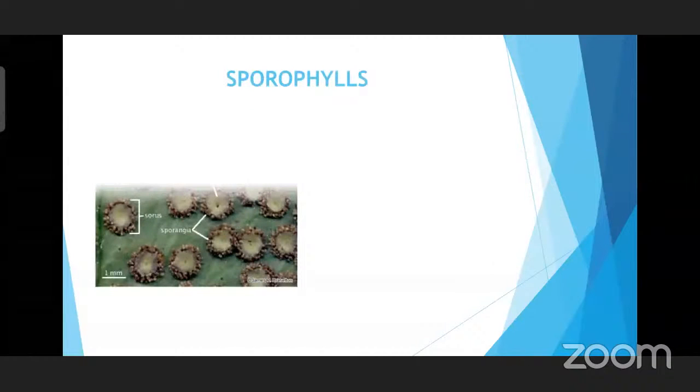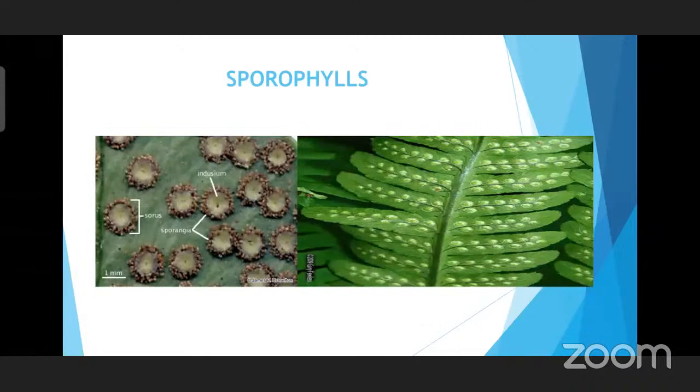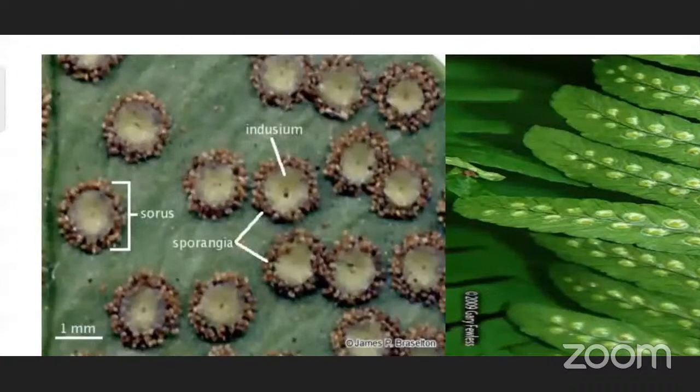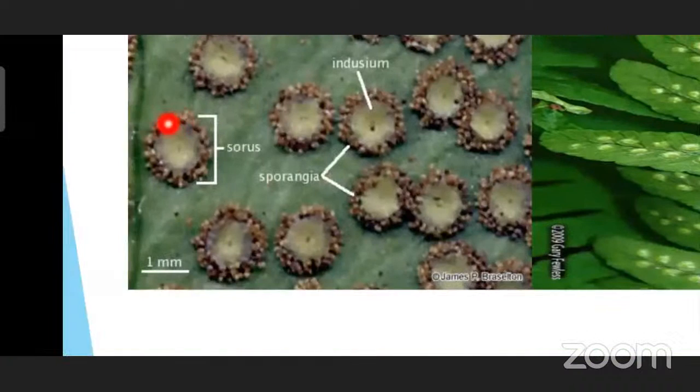Now you can see the sporophylls. The sporophyll means the frond only, where on the lower surface of the leaf you can see such type of sori. So here you can clearly see what is there in the sori. Singular, I said, is a sorus. Inside this sorus only the sporangia and spore mother cells will be present. The spore mother cells are going to give the spores, and the covering is called indusium.